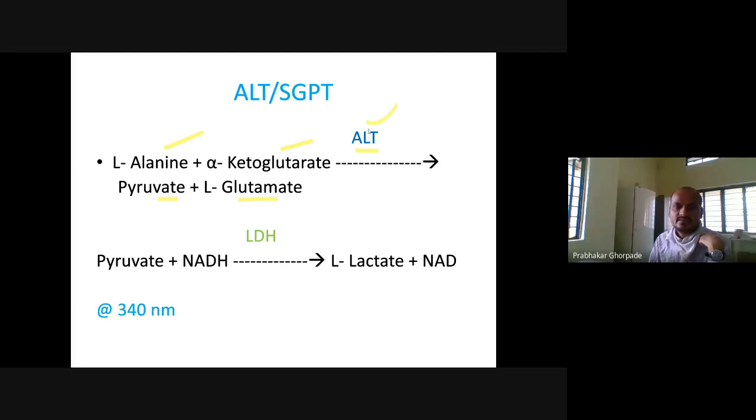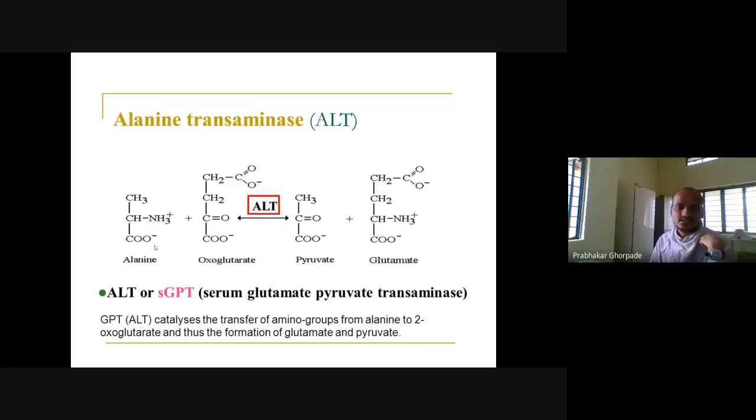So this is ALT, which is helping the alanine to get converted into pyruvate, and this pyruvate will combine with NADH in the presence of LDH, and we will get lactate plus NAD, and it will be read at 340 nanometers. So this is alanine plus aspartate. Actually, in this reaction, alanine and oxaloacetate react, and pyruvate is formed. So this pyruvate formation is there, glutamate is there.